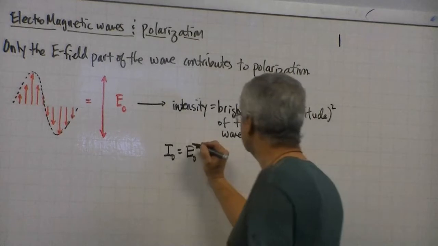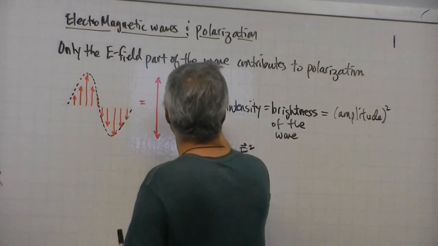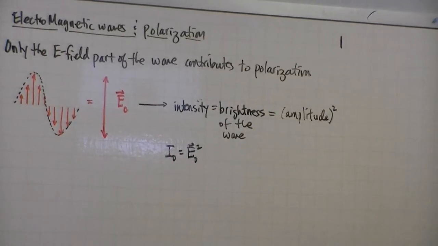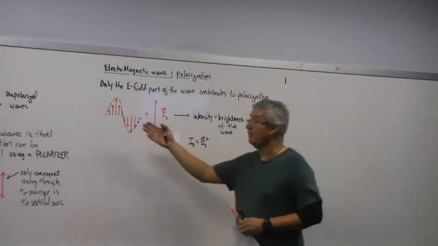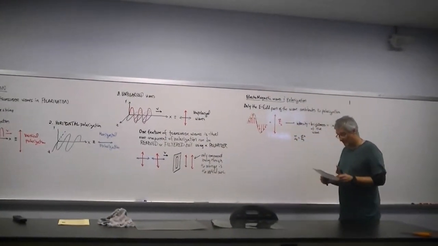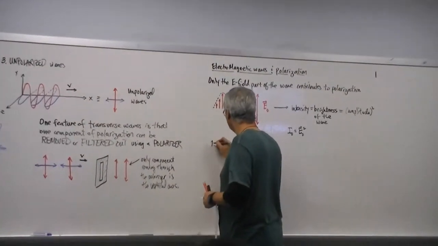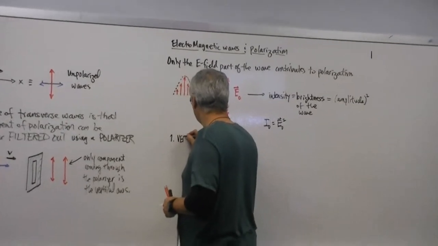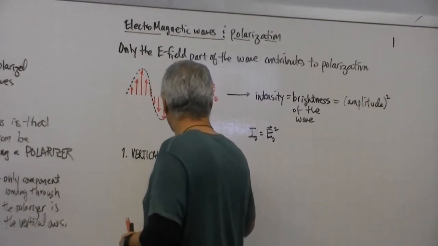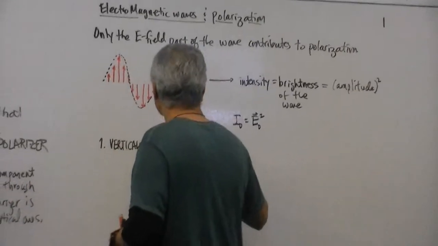Now note, this is a vector, and because this is a vector, we need to pay attention to that. So now, I want to go in and look at the possible polarizations of an electromagnetic wave. And so, here we go. The first thing I want to look at is vertically polarized light.